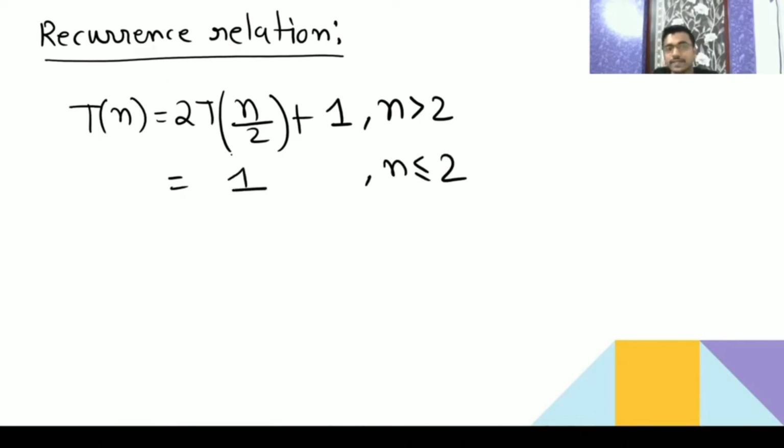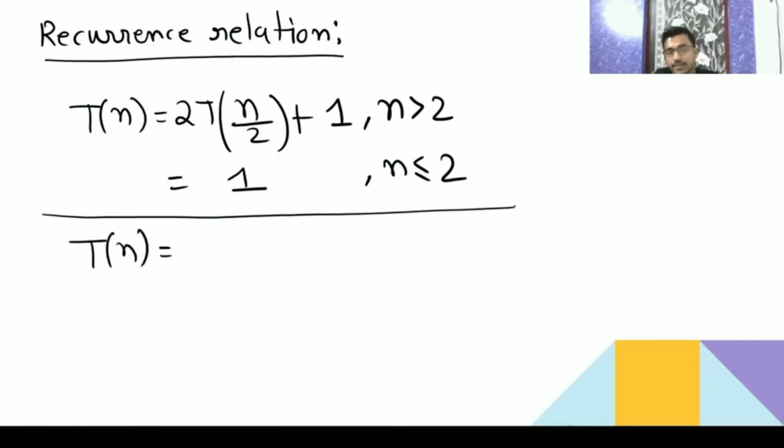Now if you solve this recurrence relation T(n), we can solve it by using the master theorem. Now tell me, what is going to be the time complexity by using the master theorem?